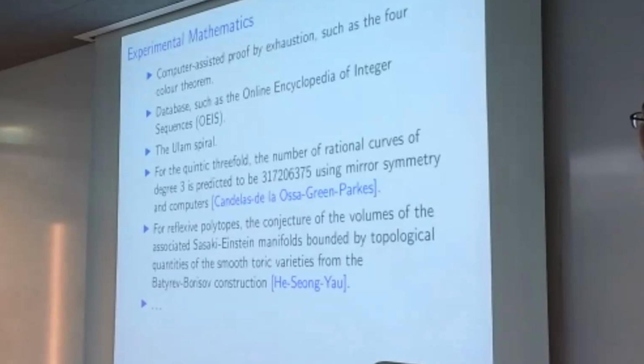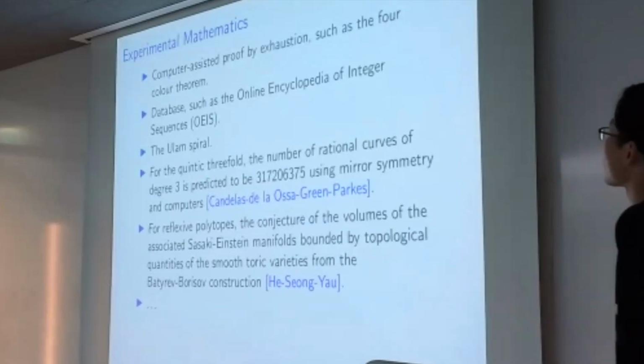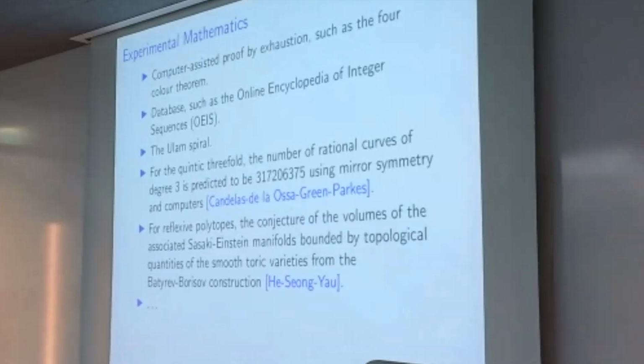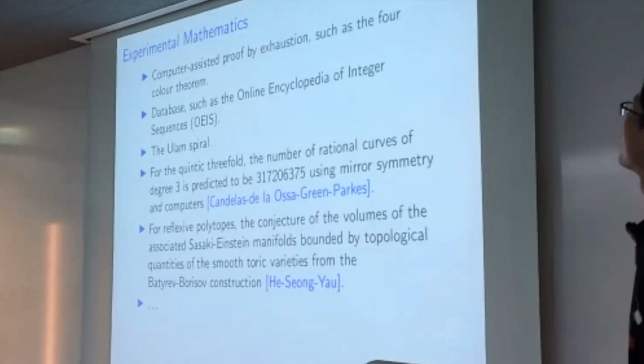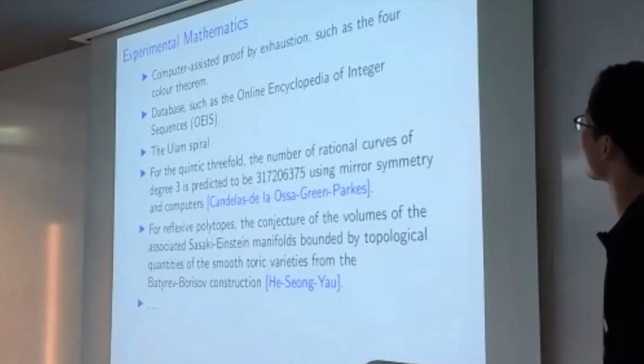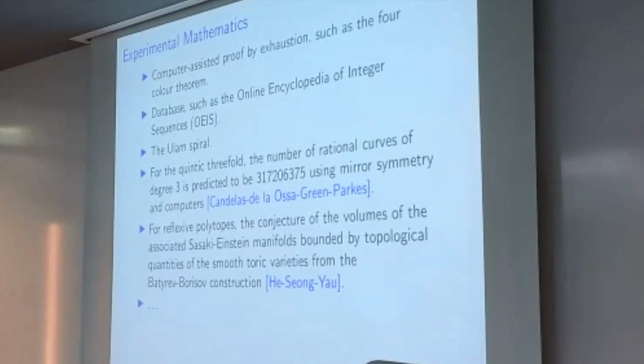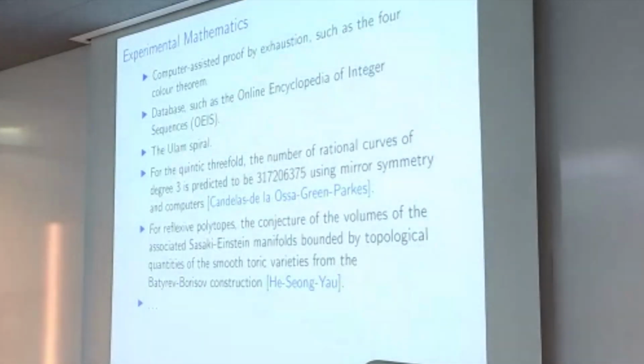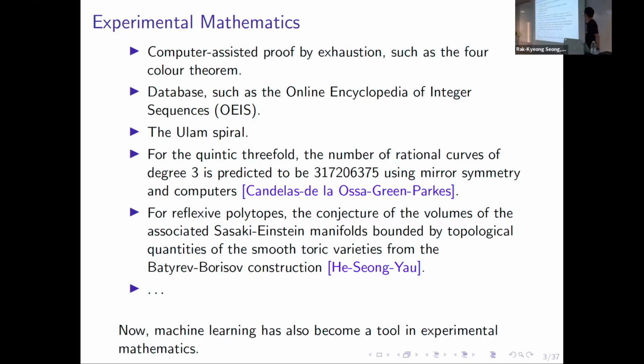Now for experimental mathematics, I've just mentioned we have computer-assisted proof, we have online databases, and also the Ulam spiral. The story was that Ulam got bored in a conference, so he started to write down numbers in a special sort of pattern, and he found some special sort of distributions of the primes.